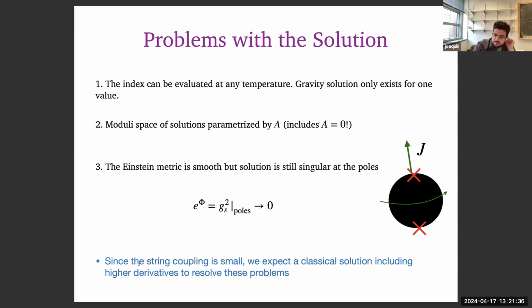The idea is that since the string coupling is small at the poles, we expect to be able to find the classical solution, including higher derivative corrections. And that's what we will do. We will not be able to do this if the string coupling was large because we will not be able to ignore quantum effects.